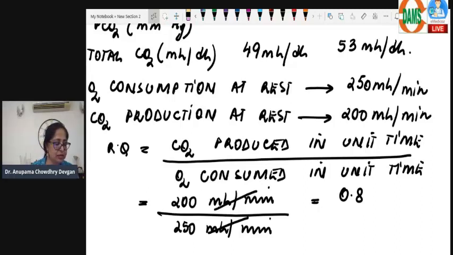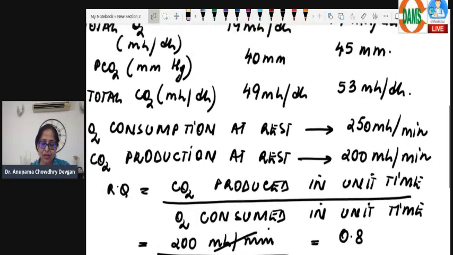These are important values. 250 ml per minute. CO2 production at rest, this is 200 ml per minute. So what is the RQ? RQ is CO2 produced in unit time divided by oxygen consumed. 200 ml per minute divided by 250 ml per minute, which gives you an RQ of 0.8. These are absolutely standard values which we should know, because unless you know these values, you will not be able to understand respiratory exchange. So let's see this once again.